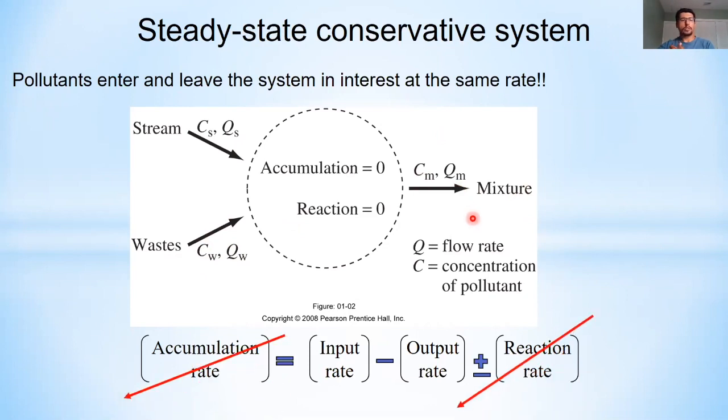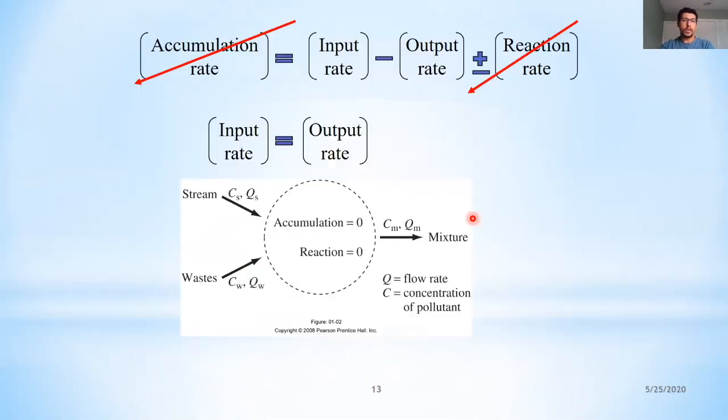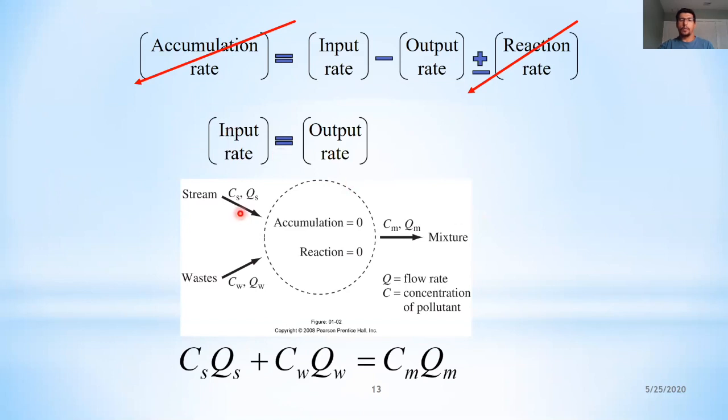So as we talked, the accumulation rate is zero and the reaction rate is zero. This makes our job easier. If you write down what we are saying, input equals output rate. So overall, we are writing the mass balance again. Pay attention to units always. We have mass per time here, and mass per time on the other side. So for the stream, concentration times flow rate; for the waste, concentration times flow rate; and then we have the mixture.